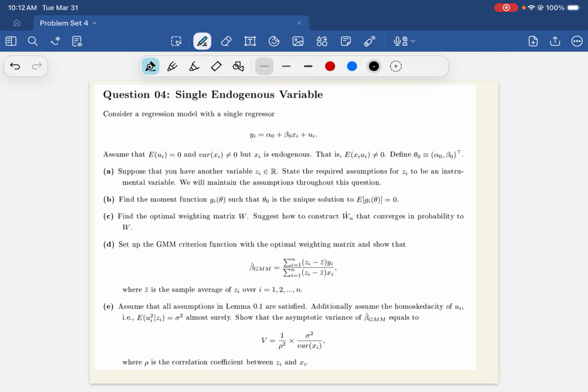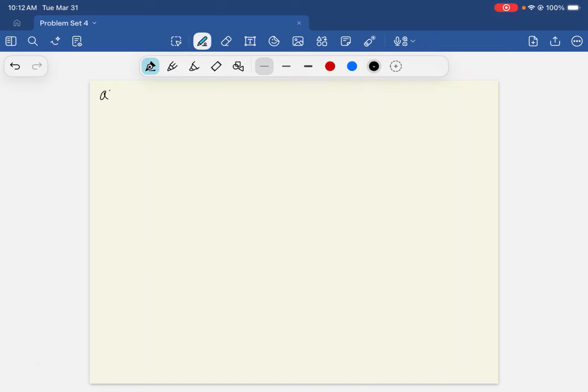The fourth question is about the simple regression with only one regressor, but that is endogenous. Part A, it is too simple. I'm asking you what kind of assumptions you need. You need exogeneity and you need relevance. Okay, exogeneity and relevance are your required assumptions. And part B, identification. You have to show that.